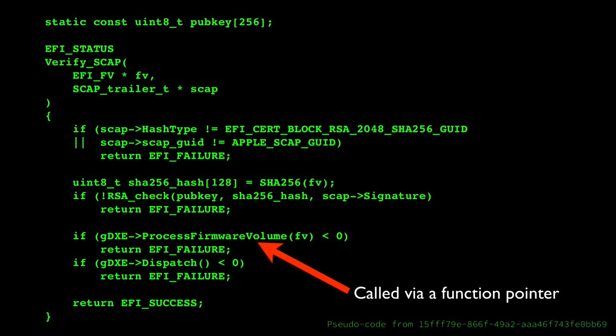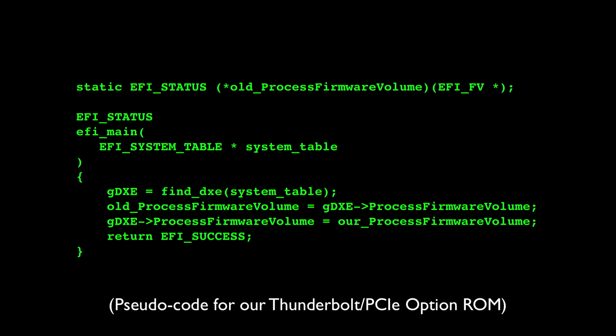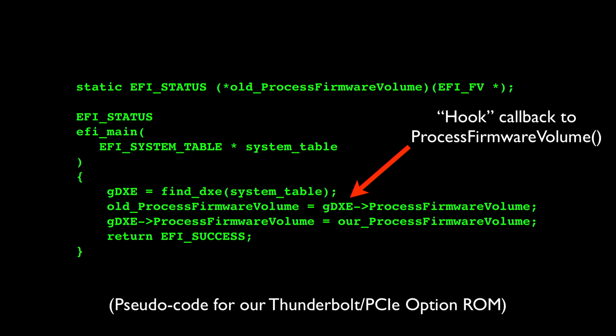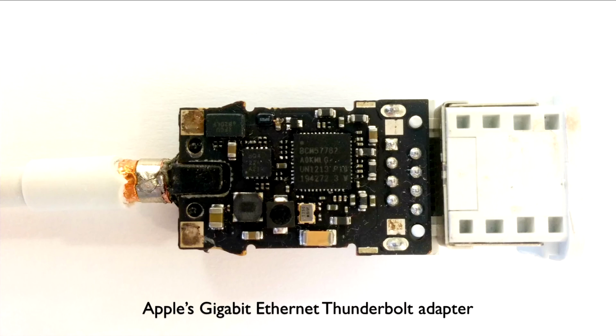If we go back to that pseudocode for the flasher verification, remember that process firmware volume is being called via a function pointer that's in RAM, not in ROM. So the option ROM could replace that function pointer in a process called hooking. So we can modify the option ROM to hook the process firmware volume function pointer and replace it with its own. And it also then stores the old one so that it can reuse it later. If you have a sufficiently large option ROM, you just put your whole firmware exploit in there, and it's game over. However, the one that we're using, the gigabit Ethernet adapter, only has about 32K of space available, so we can't put a full 8 meg ROM image in there.